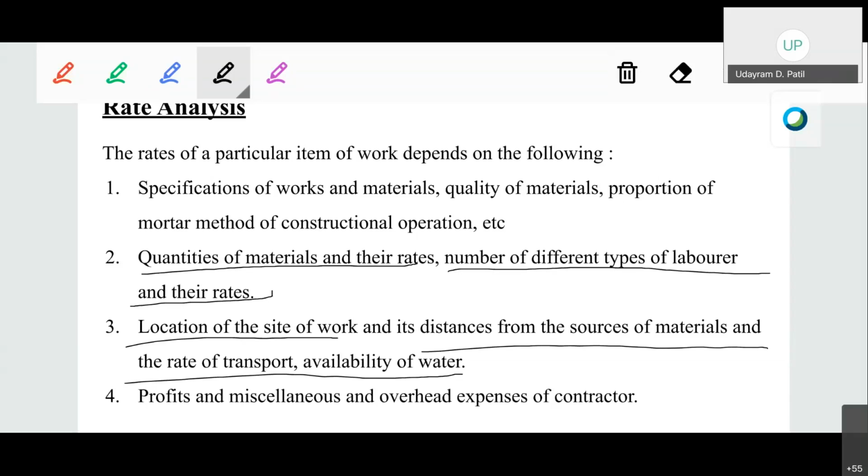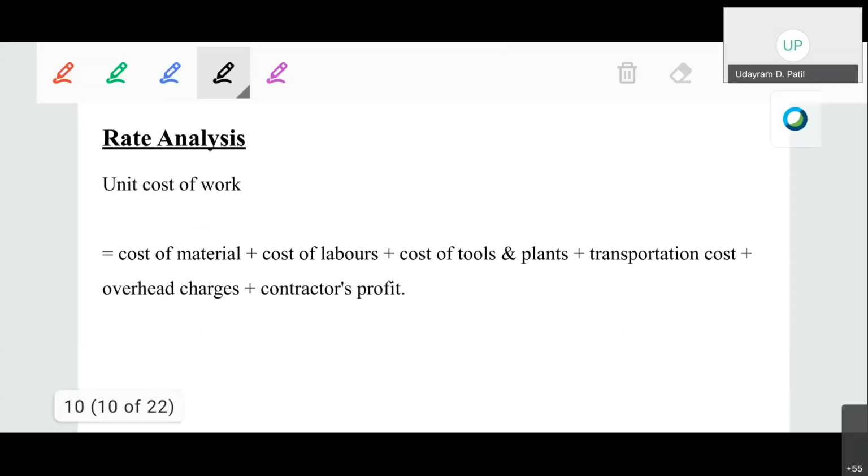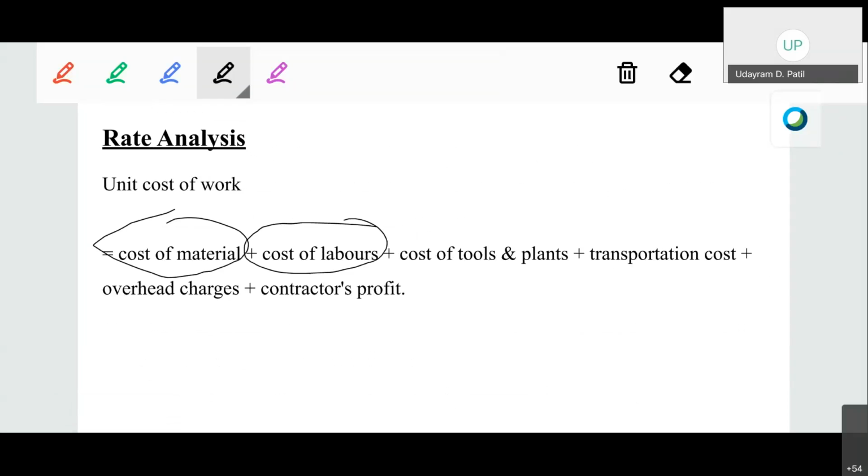And as I said, profits and miscellaneous overhead expenses of the contractor, याच्याने सुद्धा आपला particular cost पण depend करतो. Okay, so unit cost of the work will be cost of the material, आपण बघितलं, cost of the labor plus cost of the tools and plants plus transportation cost.